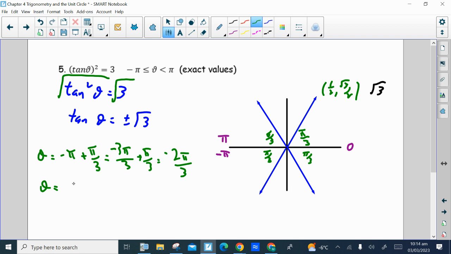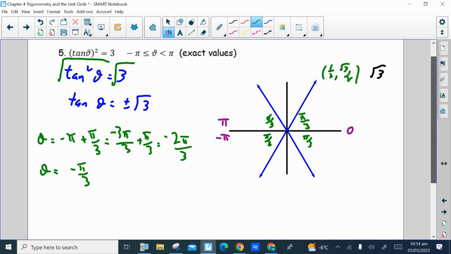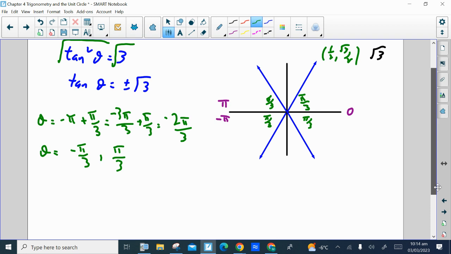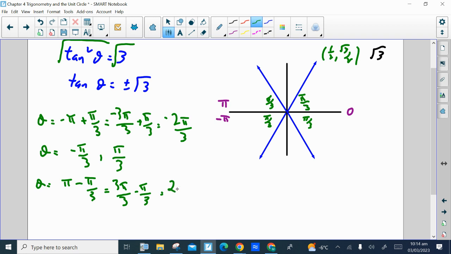Our next one will be the one in the fourth quadrant, which is just negative pi on 3. That's the angle in the fourth quadrant. The one in the first quadrant would be positive pi on 3. And the one in the second quadrant is pi on 3 short of pi. So we take pi minus pi on 3, or 3 pi on 3 minus pi on 3, which is positive 2 pi on 3. So there are our 4 answers.